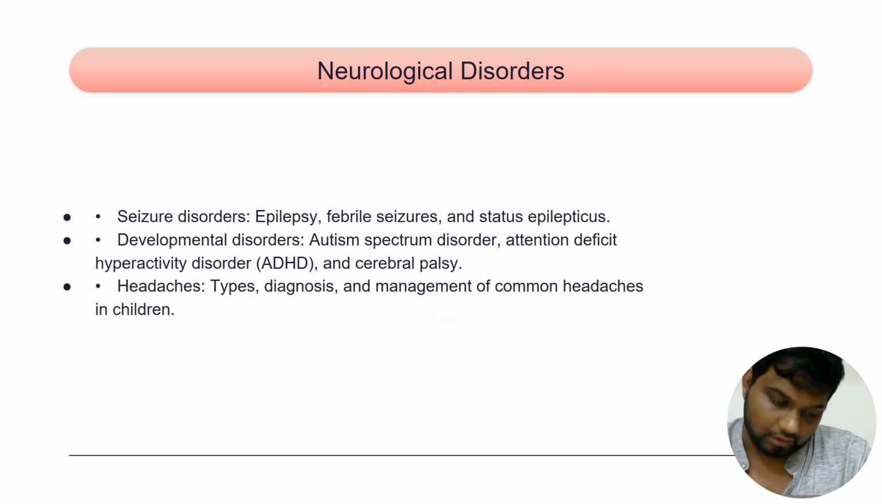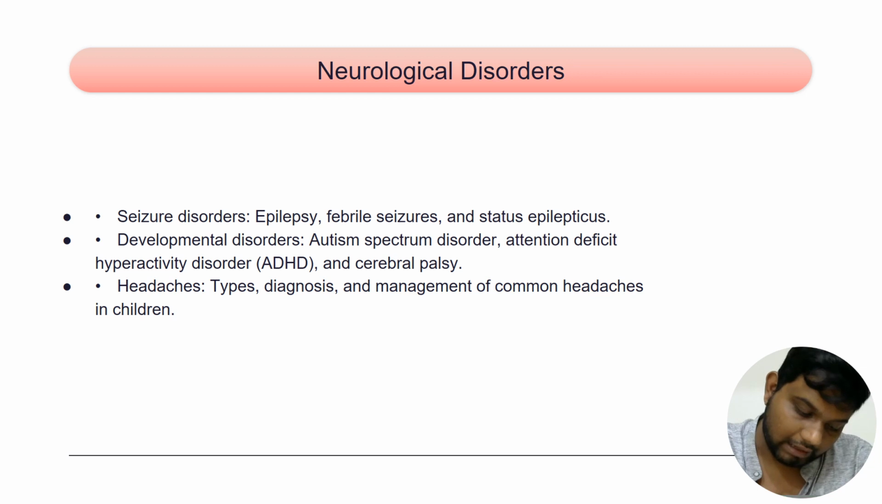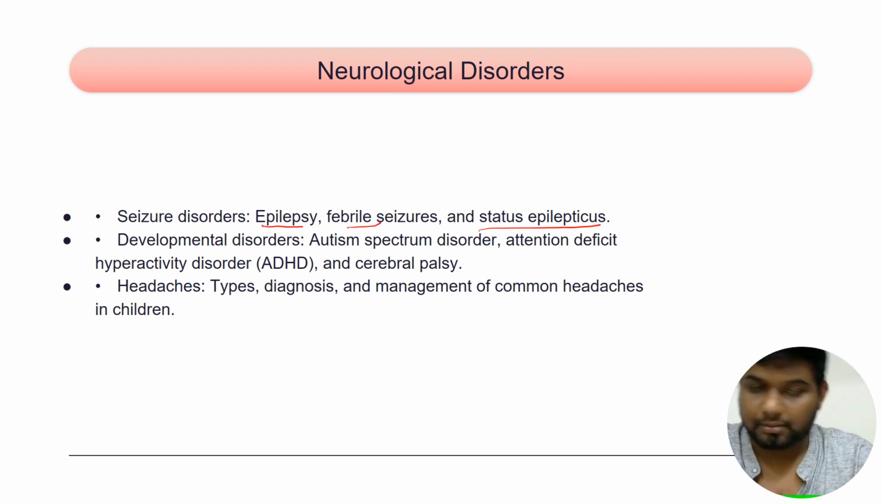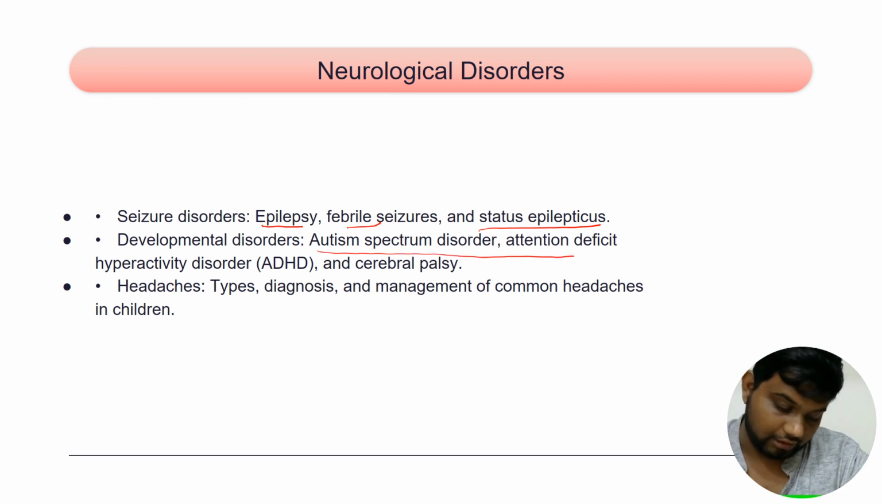And then you have the neurological disorders. Speaking about the neurological disorders, which could be seizure disorder, epilepsy, febrile seizures, status epilepticus, and infantile spasms like West syndrome, Lennox-Gastaut syndrome, types of epilepsy, and then febrile seizure, and then status epilepticus. All these things will be covered in the neurological disorders. Apart from that, you have the behavioral disorders, which you see in development, like autism, ADHD, and cerebral palsy.